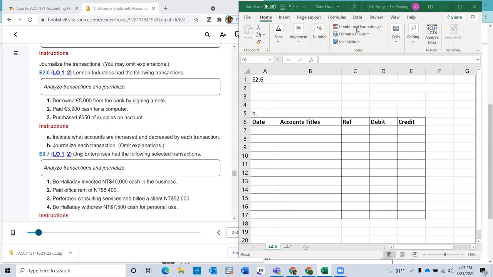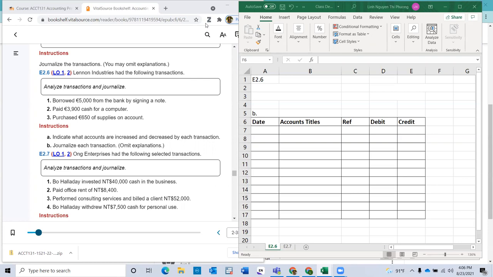Lennon Industries had the following transactions. Number one, borrow 5,000 euro from the bank by signing a note. Number two, pay 3,900 euro cash for a computer. And number three, purchase 650 of supplies on account. Instructions: A, indicate what accounts are increased or decreased by each transaction. B, journalize each transaction, omit explanation. So let's do this one.